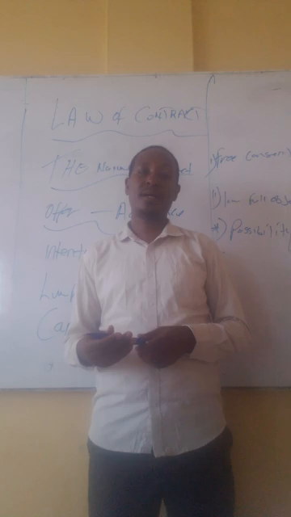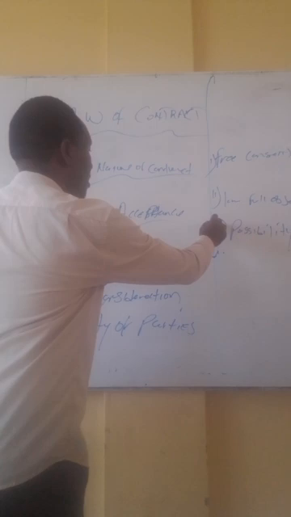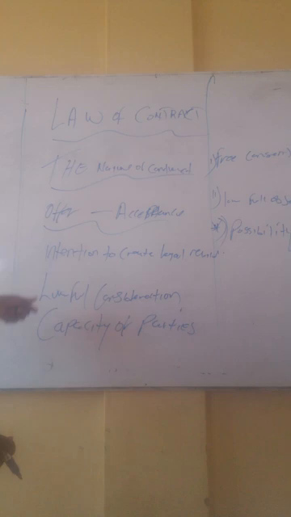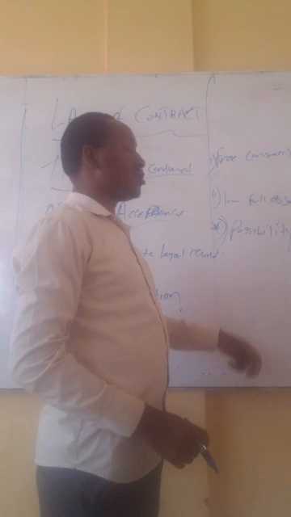Do we understand each other? Those are the seven essentials of a valid contract. The essentials of a valid contract are: offer and acceptance, intention to create legal relations, lawful consideration, capacity of the parties, free consent, lawful object, and possibility of performance.